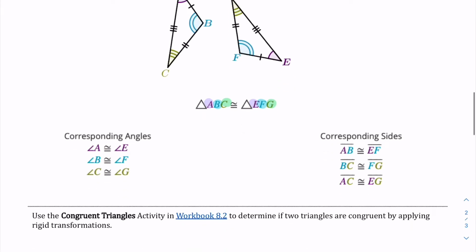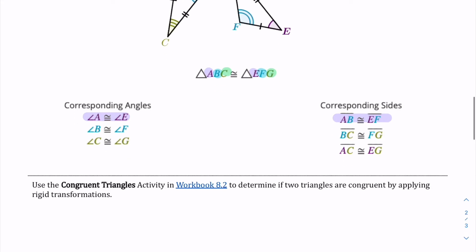And the second part just goes more into that. So I'm not going to talk too much about this. You guys can look at the graphic. You can read that angle A is congruent to angle E. Side length or segment AB is congruent to EF. All that information shows us that because all the corresponding sides are congruent and all the corresponding angles are congruent, we can declare that the two triangles are congruent.